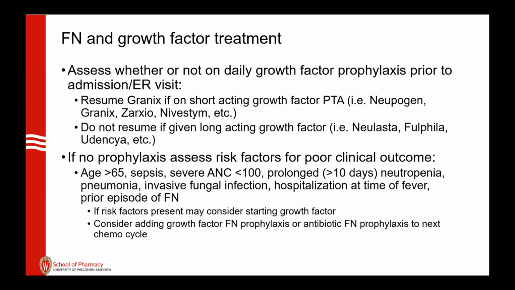A lot of those regimens still include alkylating agents. You'd want to look at the risk factors, so greater than 65, sepsis, ANC less than 100 expected to be longer than 10 days, pneumonia, invasive fungal infection, hospitalization at the time of fever, and if they've had past episodes of febrile neutropenia. And so if any of these risk factors are present, we usually start growth factor.